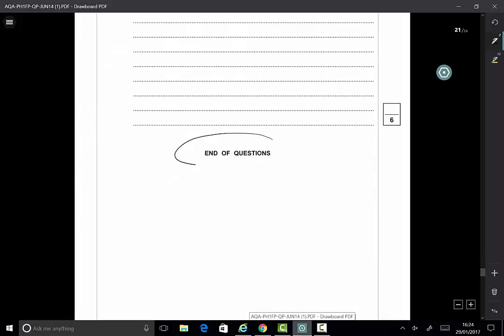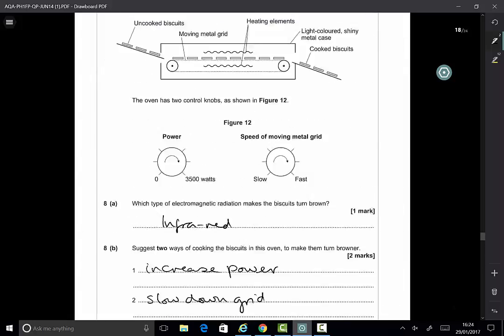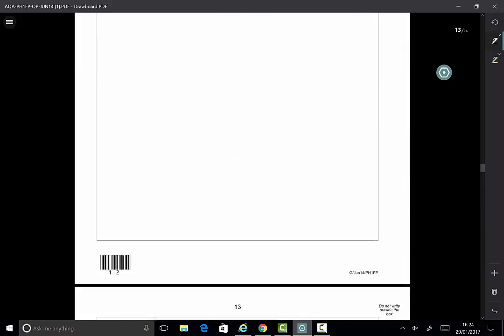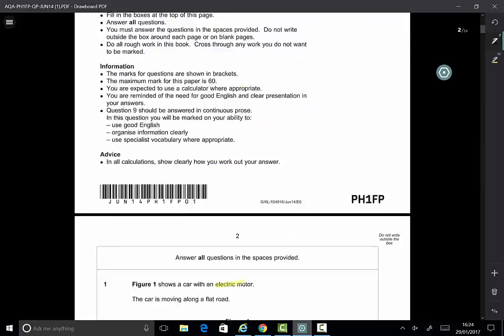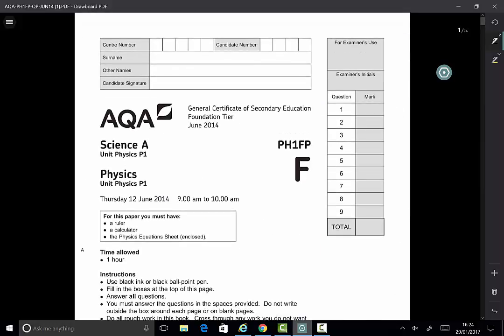End of questions. Yeah, that's what we like to see. At this point, you should be going back and just checking through your answers right back from the beginning, making sure you've not made any silly mistakes. Go back through your 6-mark question and make sure that you have good spelling, punctuation and grammar, and that it makes sense. And make sure that you have filled in all of this information on the front of the paper.